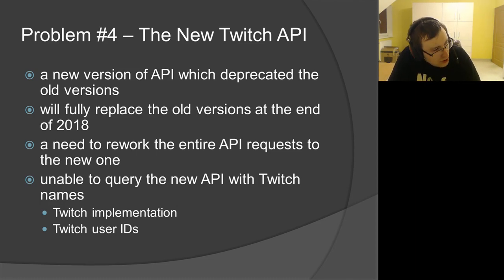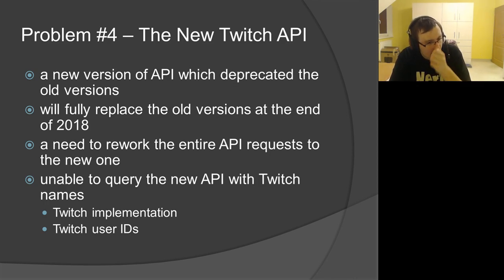So Twitch is creating what they call the new Twitch API, which is going to replace the currently running API versions. The current ones are version 3 and version 5. Currently, the bot still uses version 5. But this was a huge problem, since the new API is not going to be based on names.